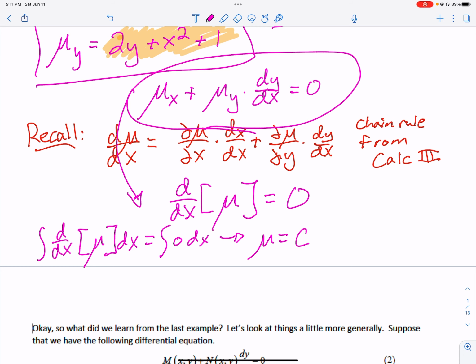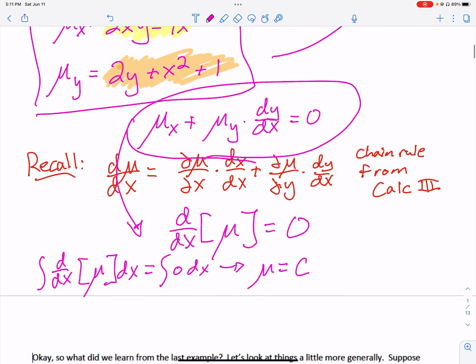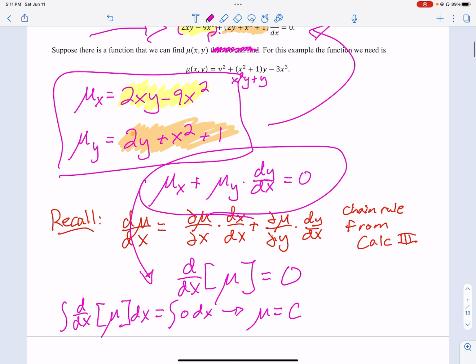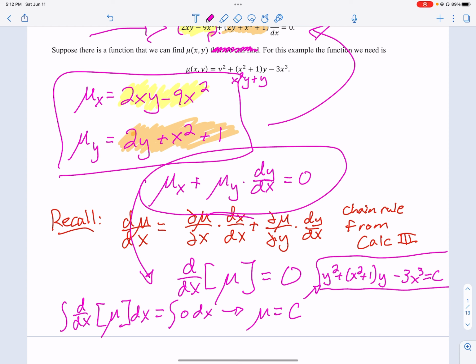So, in this case, the answer to this differential equation is mu, well, we have y squared plus x squared plus 1 times y minus 3x cubed equals c. And that is the answer, my general answer to my equation, right? Because there's a c, it's not my particular answer. So we're going to run through this method and you'll see how this works out.